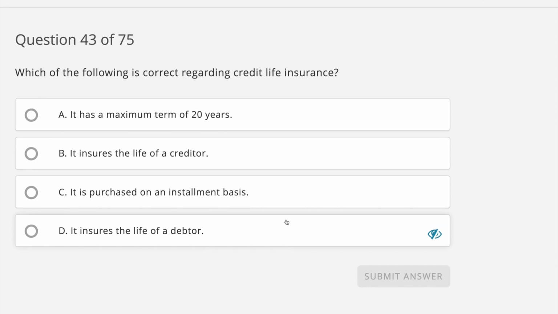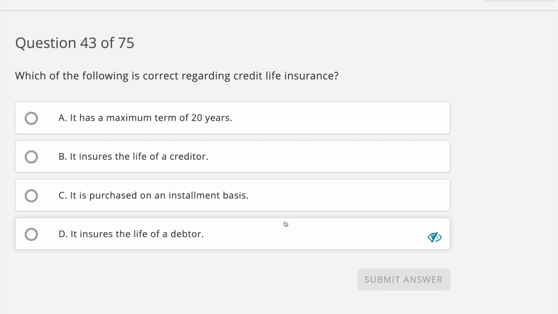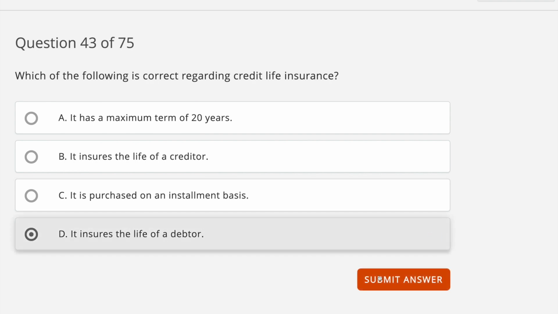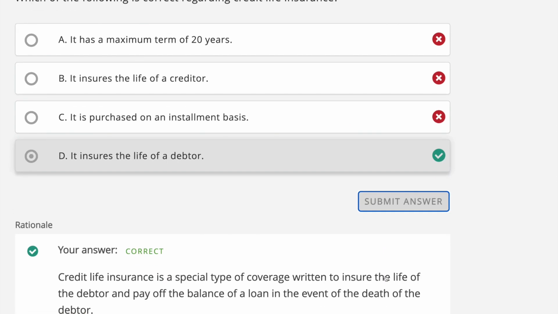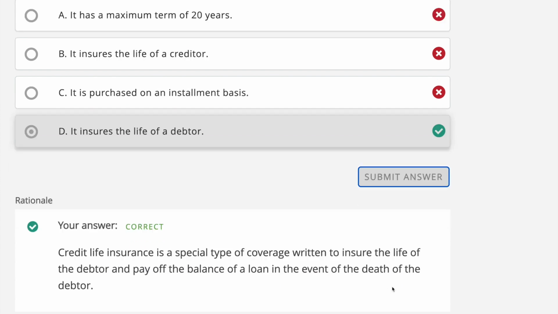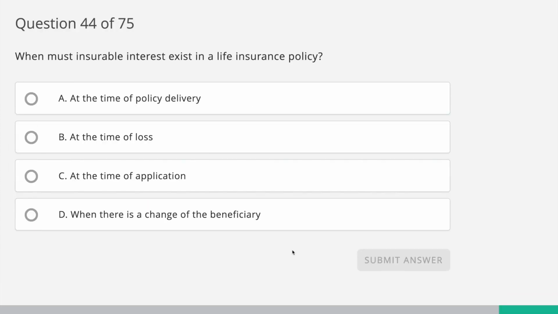Which of the following is correct regarding credit life insurance? Credit life. It is maximum 20 years. No, there's no limit. It insures the life of the creditor. No, it insures the life of the debtor. It is purchased on an installment basis. Yes. It insures the life of the debtor. Yes, there it is. It insures the life of the debtor is the best answer. Read that. Let's go to the next one.